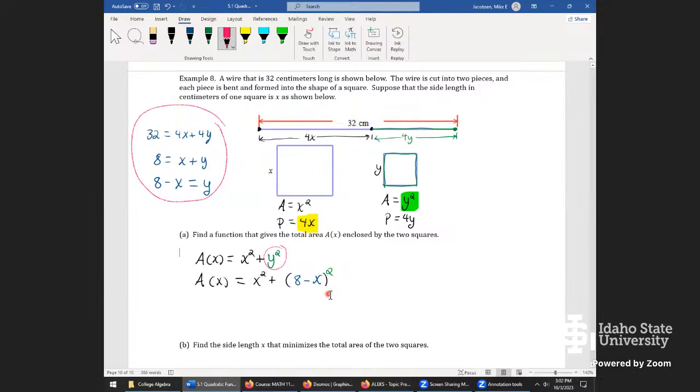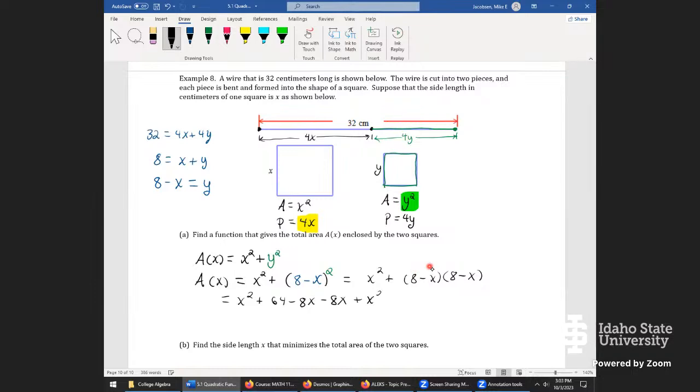Well, any questions, folks, at all to this stage? Okay, let's start to expand this out then. We have x squared plus 8 minus x times 8 minus x. So we need to expand that out as well. It turns into x squared plus expansion over here. First distribute 8 through, you'll get 64 minus 8x. Then distribute your negative x through, we'll get negative 8x again, plus x squared.